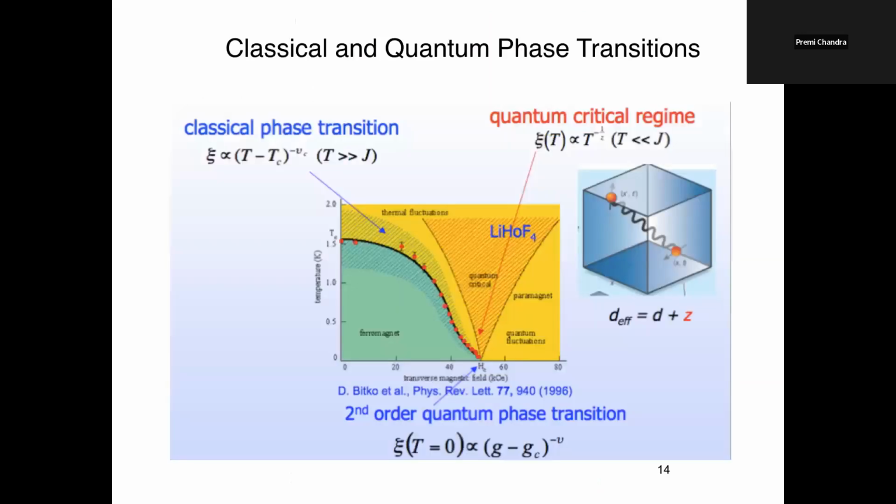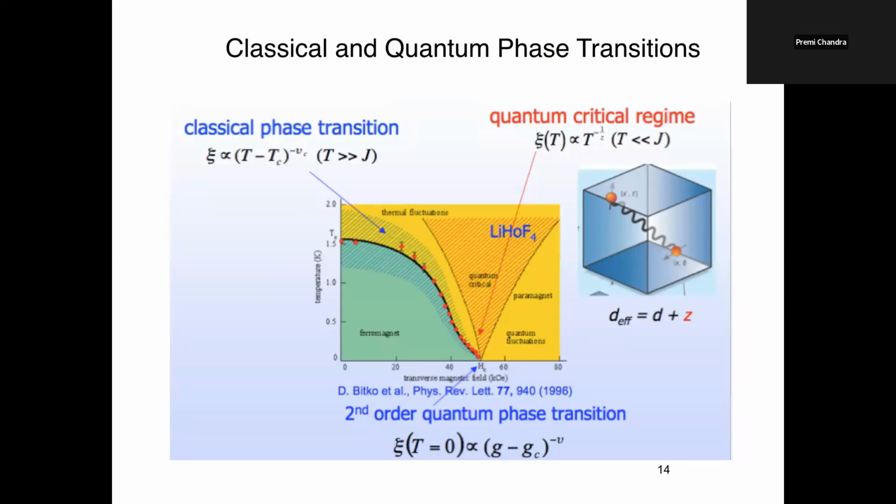So let's just see this in a real material. This is from my former colleague, Kay Beckley. This is another dipolar Ising antiferromagnet, holmium fluoride. We have a classical phase transition here. As I lower the temperature, we have a correlation length that develops with temperature.